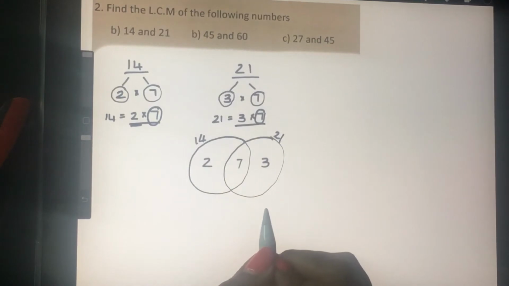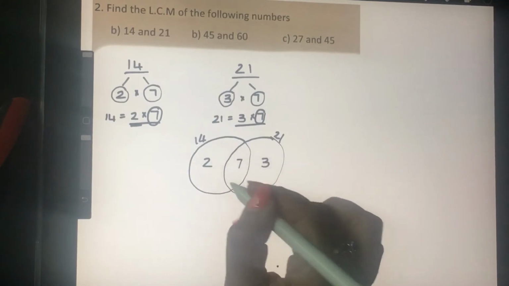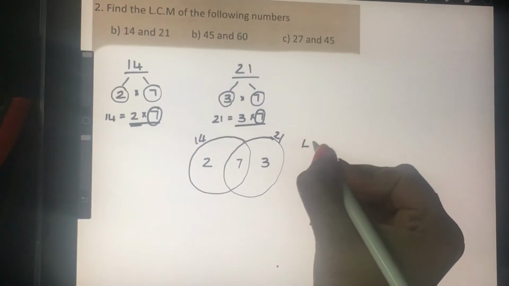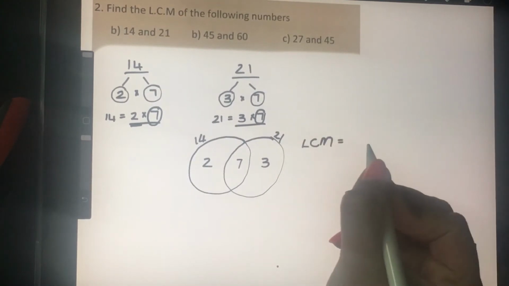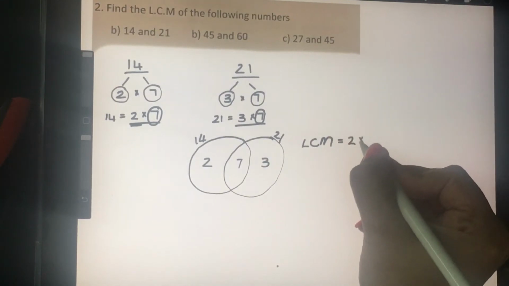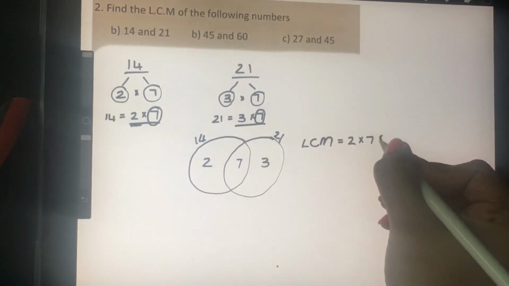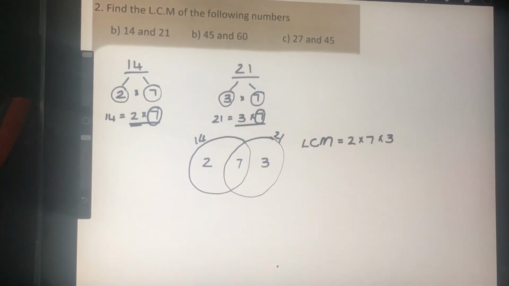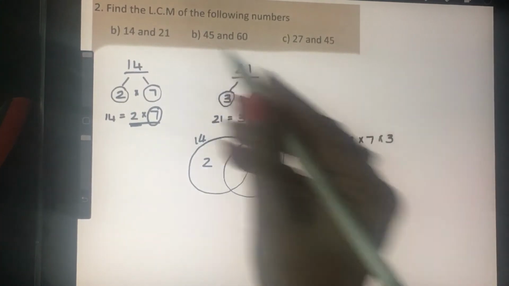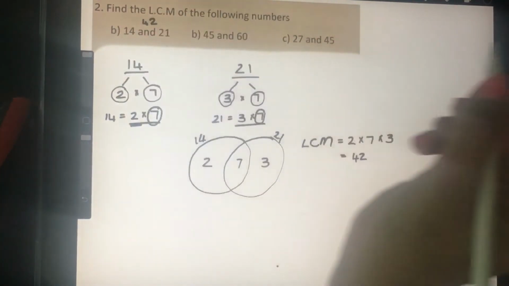Now, if we were asked to do the highest common factor, which we are not, we would look at the intersection. So the highest common factor of 14 and 21 would be 7. But in this question, they ask us for the lowest common multiple. And the lowest common multiple is this part of the circle, 2, times the intersection, 7, times what is left at 21. And 2 times 7 times 3 is equal to 42. So your answer, the lowest common multiple of 14 and 21, is 42.